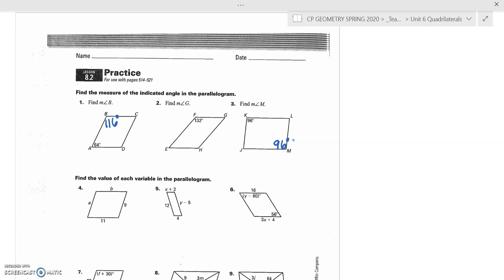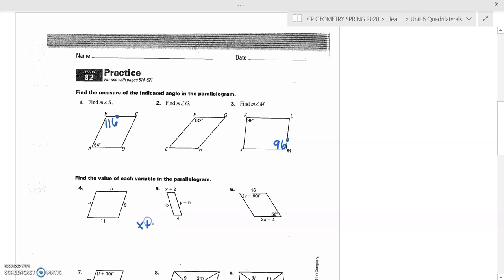All right, let's scroll down and look at number 5. It says find the value of each variable in the parallelogram. I know that opposite sides are congruent. So therefore, because 2 of my sides are being represented as an expression, I'm going to set up an equation to find the actual variable. So I'm going to set up 2 different equations.